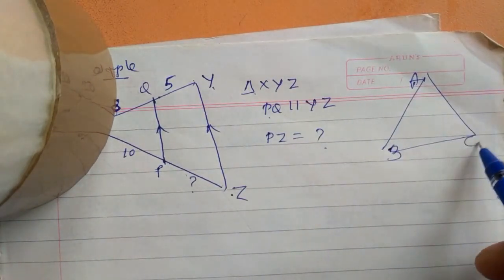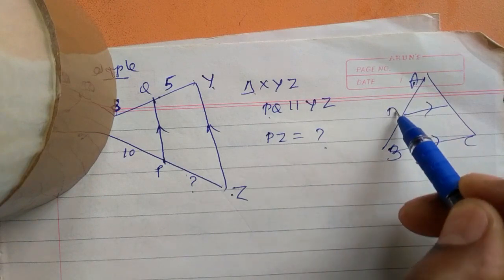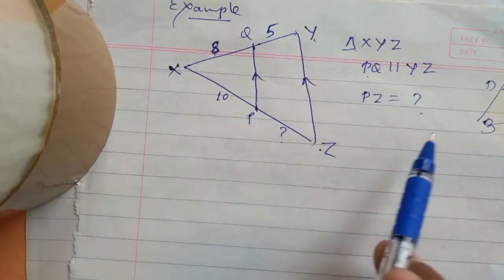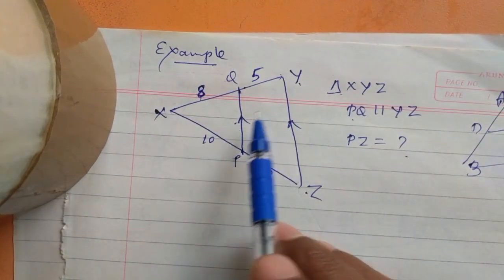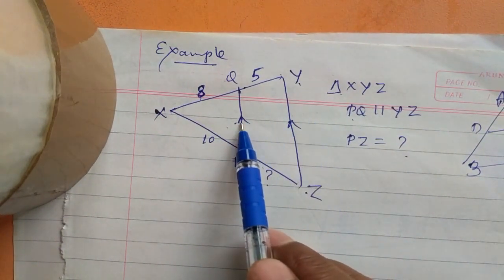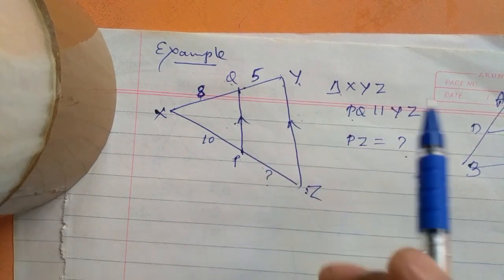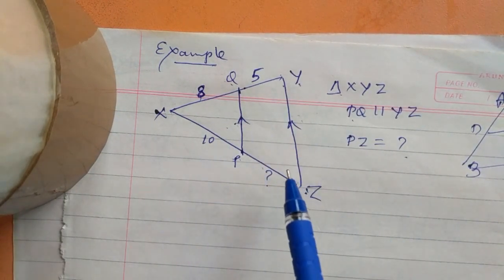That is, ABC with DE parallel to BC. Like this I was giving. Now the parallel lines are not given horizontally. Parallel lines are given, so these two are the parallel lines. This time PQ is parallel to YZ. This kind of diagram is given.